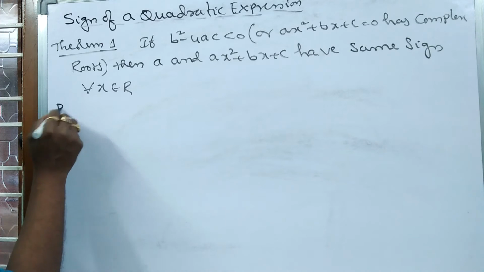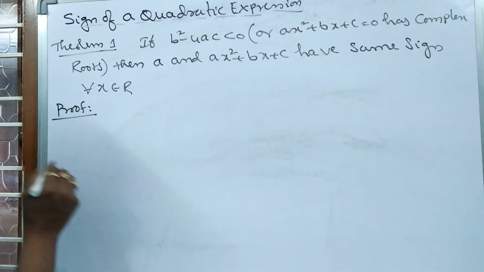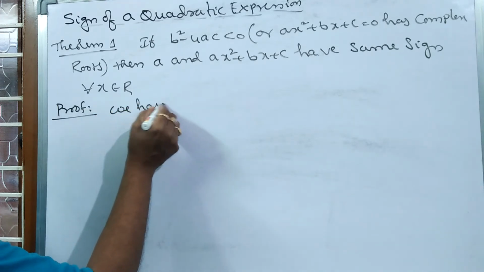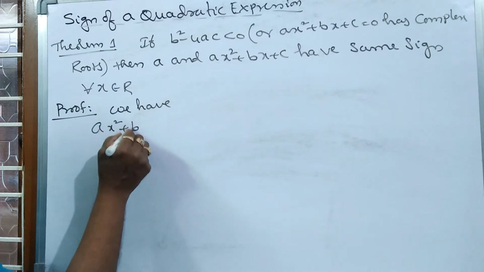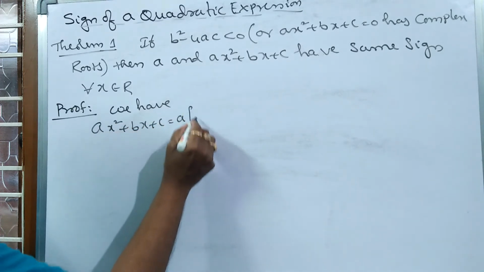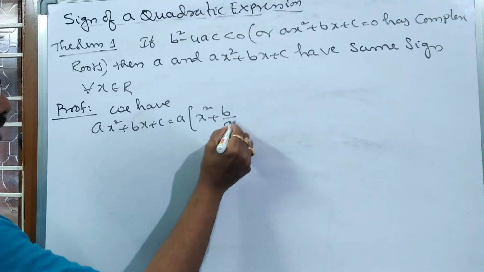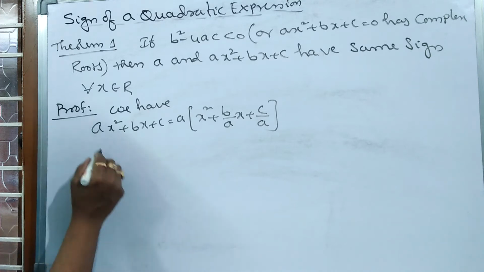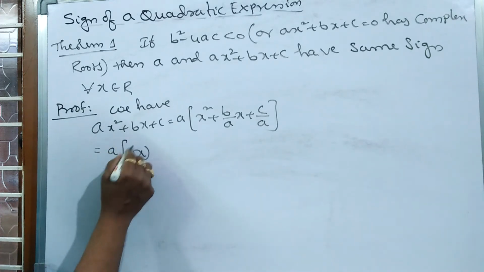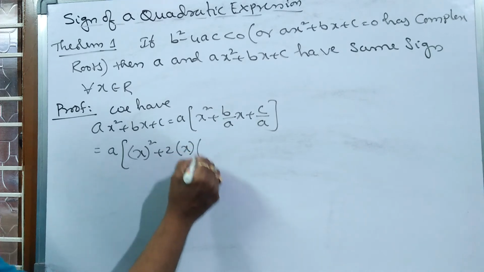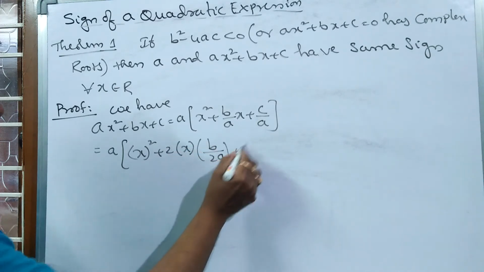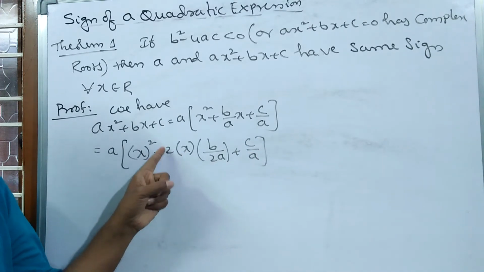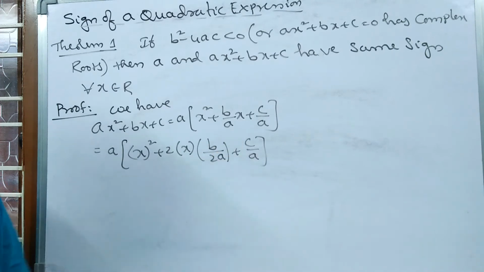Let us prove this theorem. So we have ax square plus bx plus c can be written as a into x square plus b by a x plus c by a. I am taking a common here. So this is equal to a into x whole square plus 2 into x into b by 2a plus c by a. That means just I have multiplied and divided with 2 here.